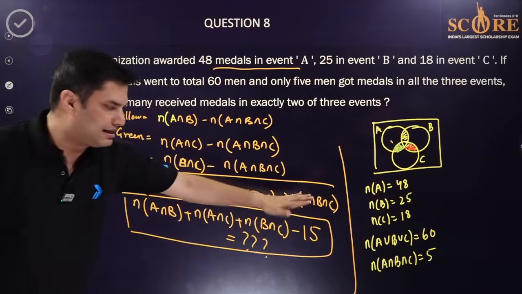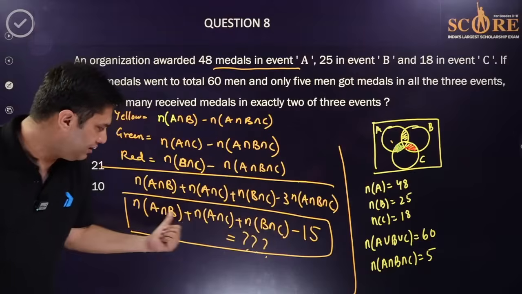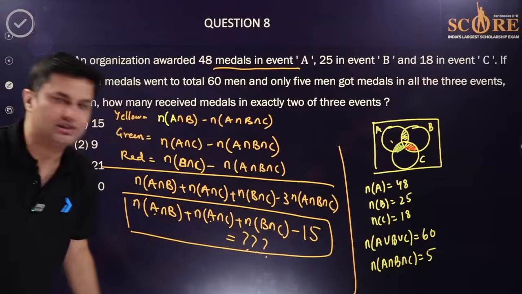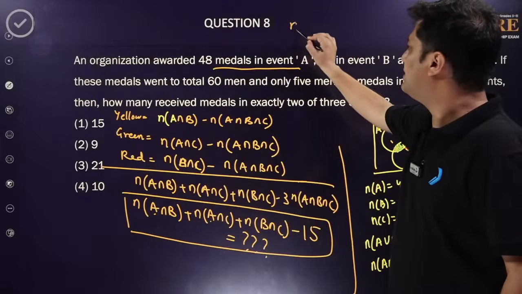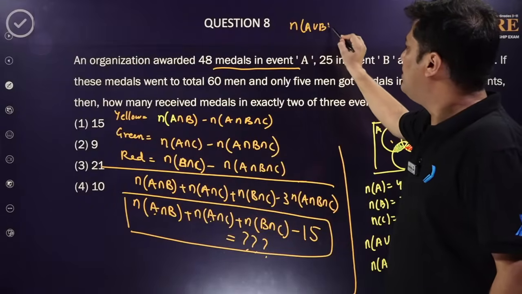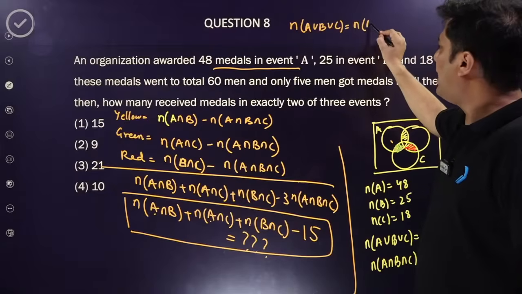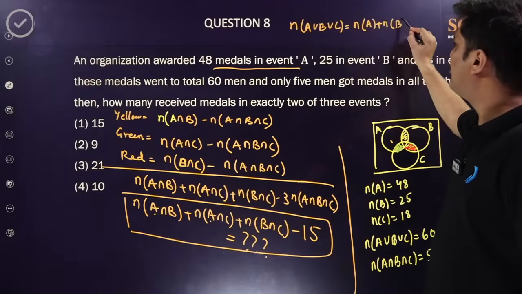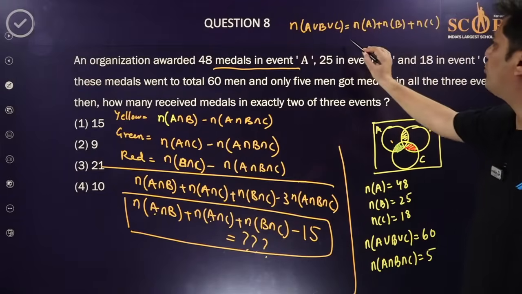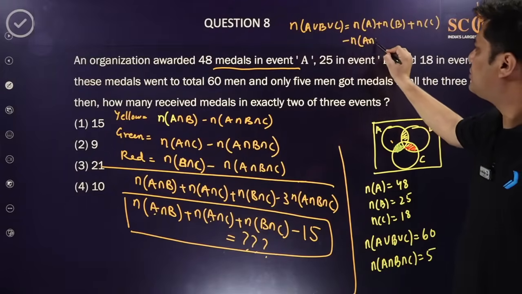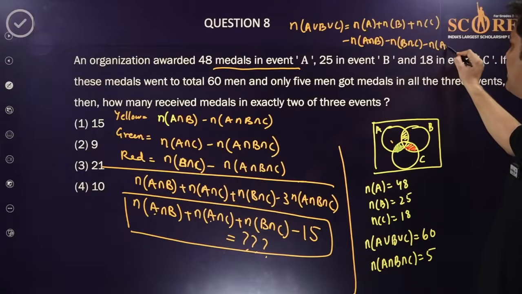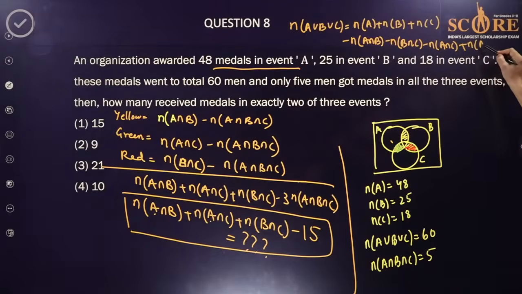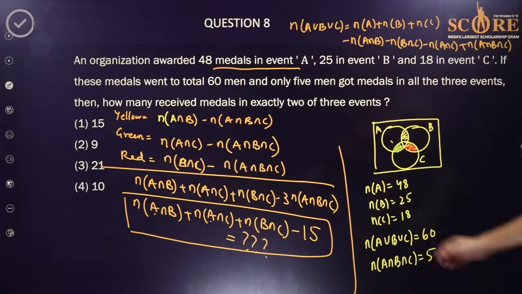So after adding, this 5 is given, 15, but I want the sum of these 3 intersections. Now you know the inclusion exclusion formula. Inclusion exclusion formula says A union B union C is N of A plus N of B plus N of C, if you remember the formula, minus N A intersection B minus N B intersection C minus N A intersection C plus all the intersection. So A union B union C is given as 60.